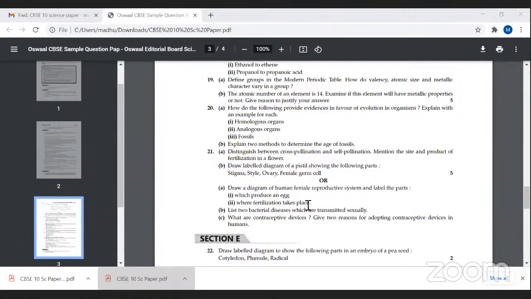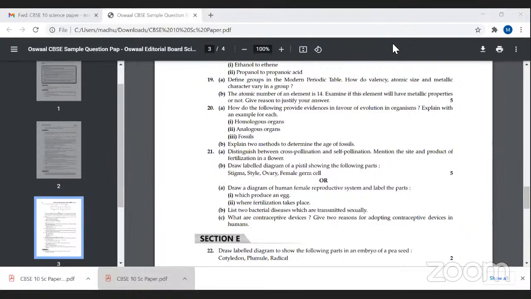Yeah, that's correct. It's the fallopian tube. Okay, now let's move on to the next question, the B part.